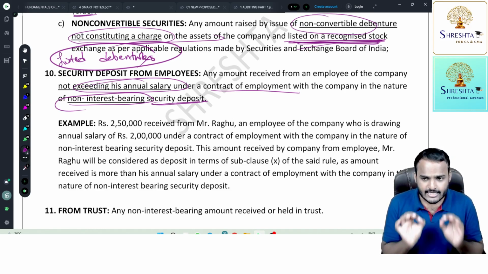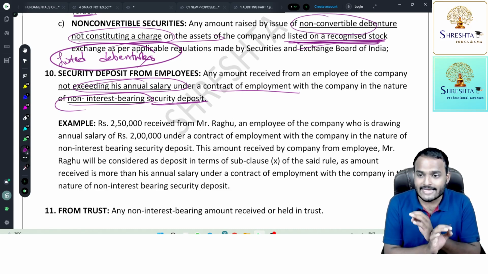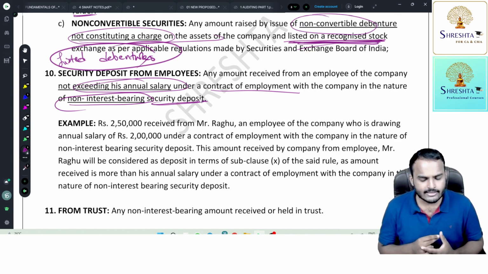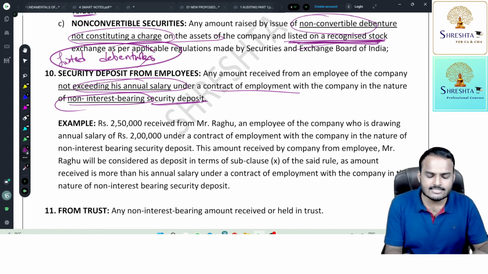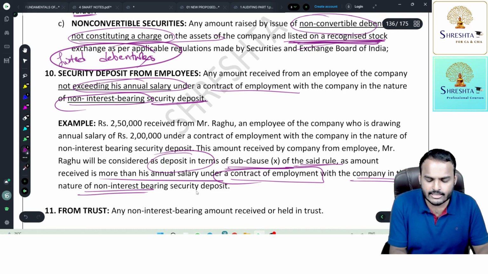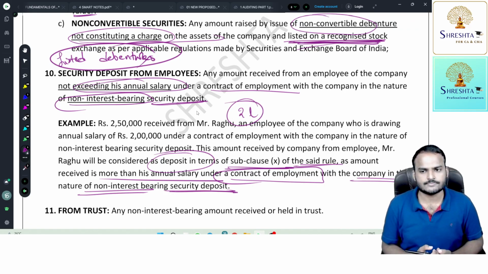Now the point is, any amount you receive from an employee of the company not exceeding annual salary is also covered under exempted deposit. That means these chapter provisions are not applicable. You can see the example here. Rupees 2.5 lakh received from Mr. Raghu, an employee of the company who is drawing annual salary of 2 lakhs under a contract of employment with the company, in the nature of non-interest bearing security deposit. The amount received by the company from the employee will be considered as deposit in terms of subclause 10 of the said rule, as the amount is more than his annual salary. Understood? Suppose the security deposit is exactly 2 lakhs, now this is not treated as deposit.